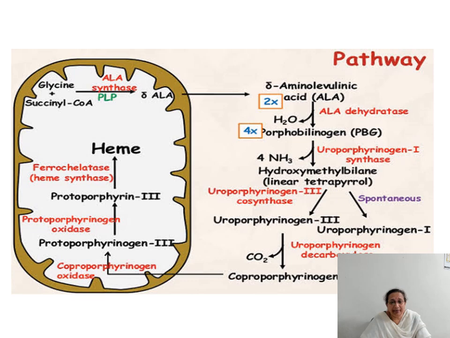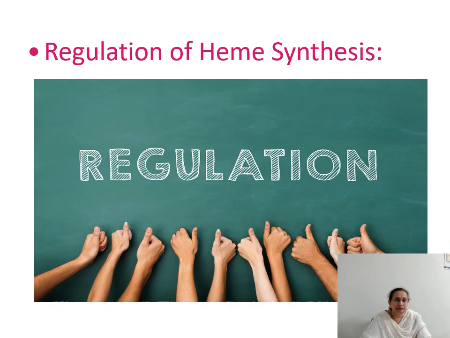The same pathway, a pictorial representation: the first step is taking place in mitochondria. Then second, third, and fourth steps are taking place in the cytoplasm. Again, 5, 6, 7 are taking place in mitochondria. So a total of 1, 5, 6, 7 are taking place in mitochondria. 2, 3, and 4 are taking place in cytoplasm. This heme synthesis is a very common question from the examination point of view.